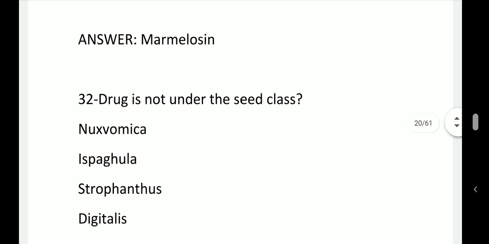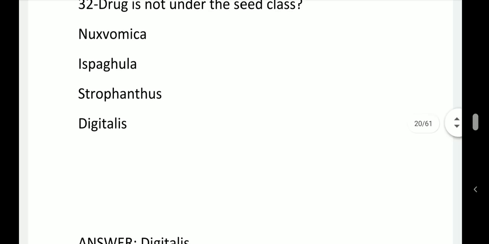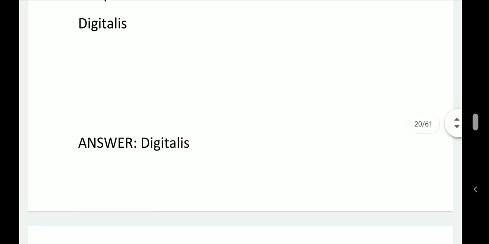Question number 32. Drug is not under the seed class. Option A, Nux vomica. Option B, Ispaghula. Option C, Strophanthus. Option D, Digitalis. Answer is option D, Digitalis.